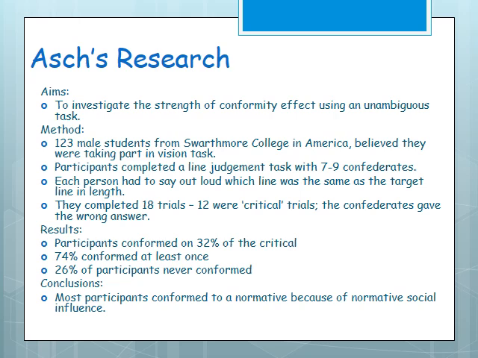Participants conformed on 32% of the critical trials, 74% conformed at least once, and 26% of the participants never conformed. So we could say approximately a third of Asch's participants conformed. Therefore, he concluded that they conformed because of normative social influence, so a majority could influence a minority.